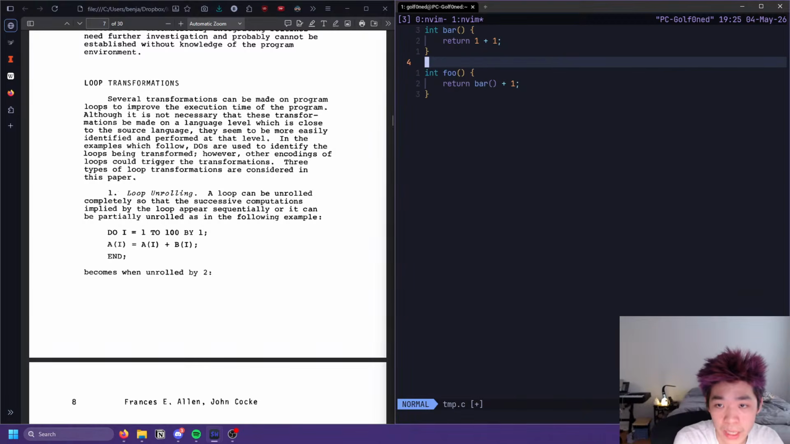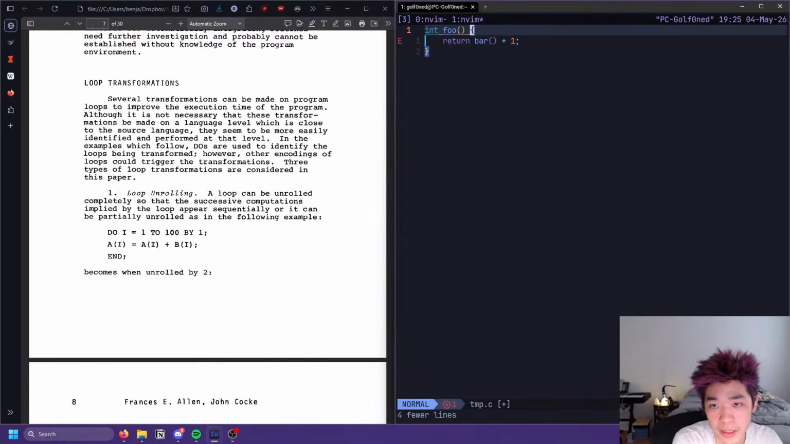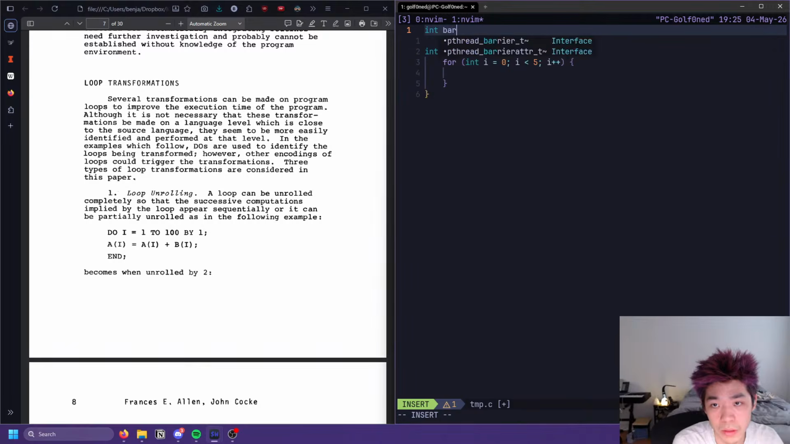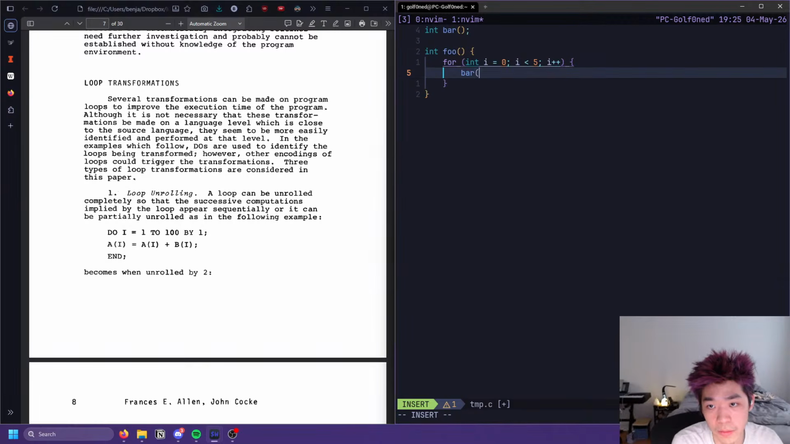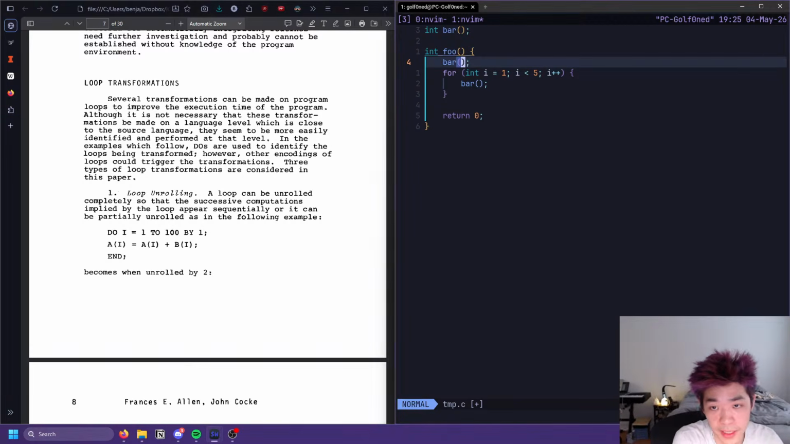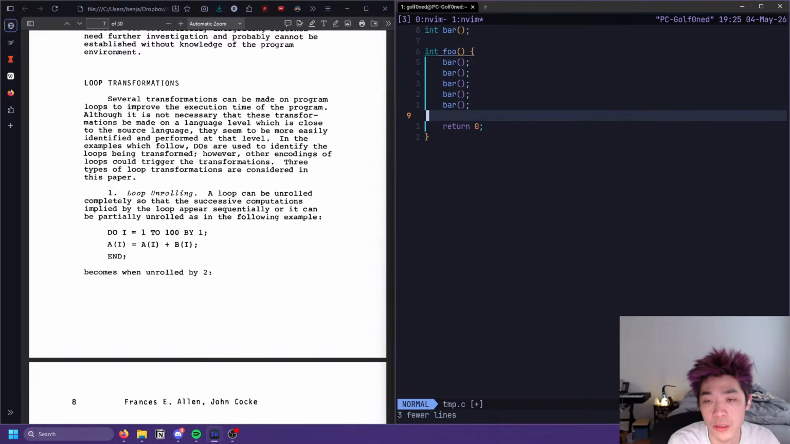So we have for int i equals 0, i less than 5, i plus plus, and we call bar. And then return 0. So what loop peeling is, we would basically take one iteration off of this. So we'd basically do that. And then what unrolling is, we would just unroll it completely. So we'd just do that pretty much.